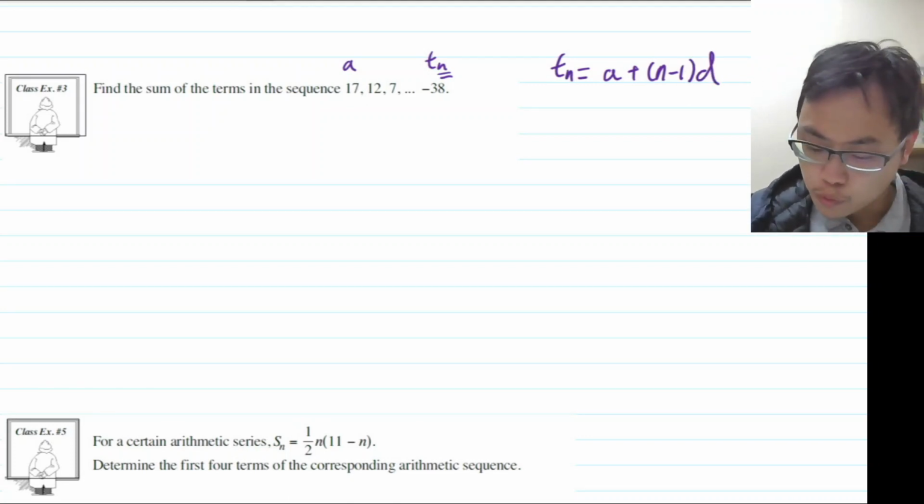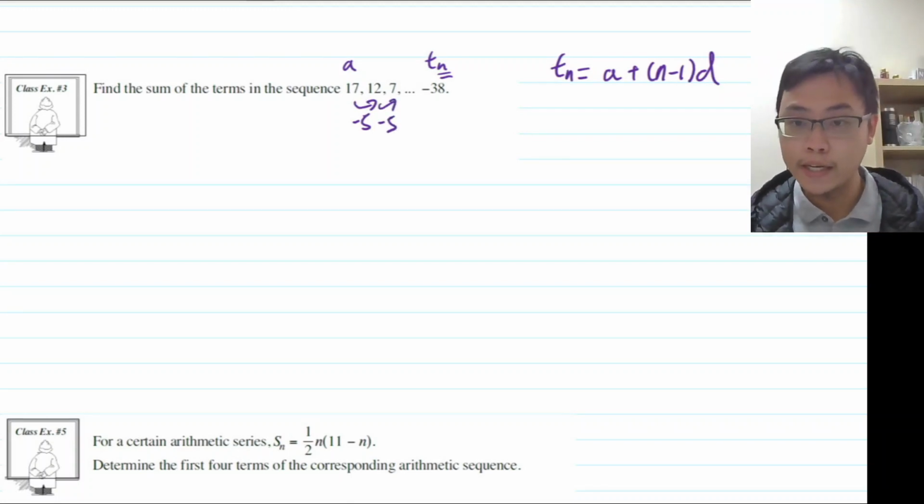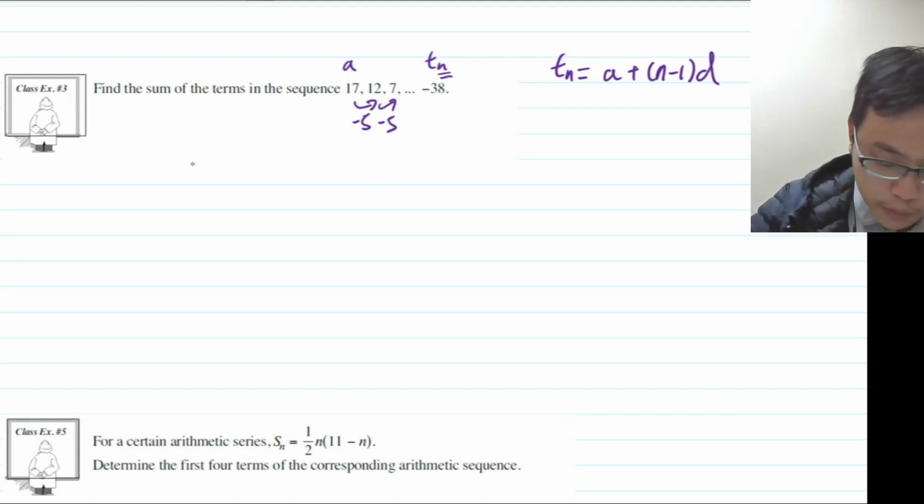Is it easy for us to work out the common difference? Yes. 17 to 12 is minus 5. 12 to 7 is, again, minus 5. So we know that the common difference is negative 5. We want to work out what n is for Tn. I know it's negative 38. So let's put it into the formula.